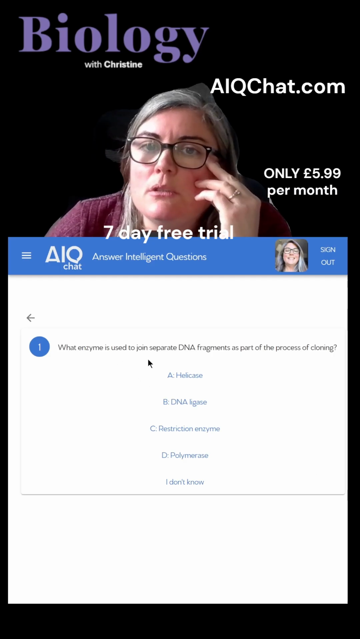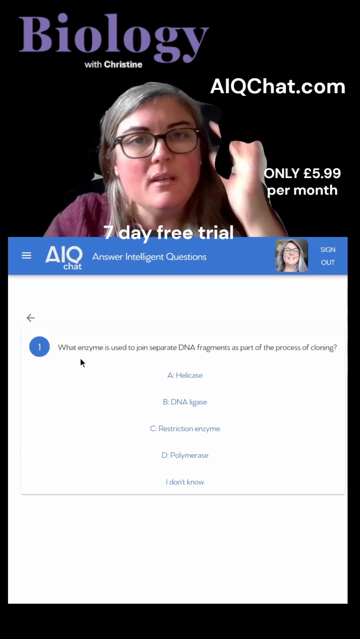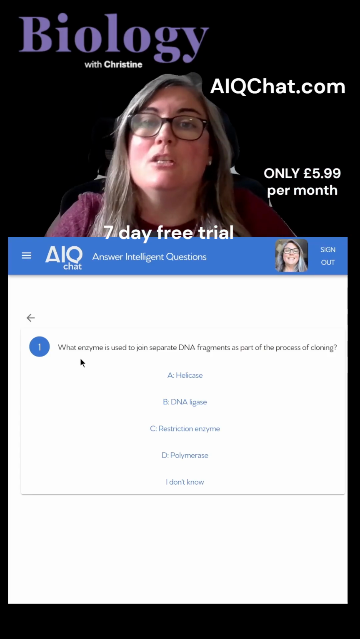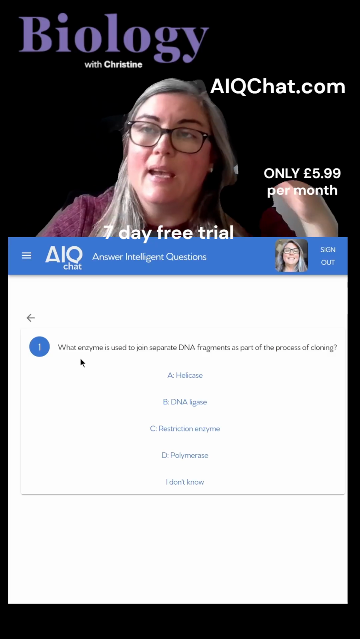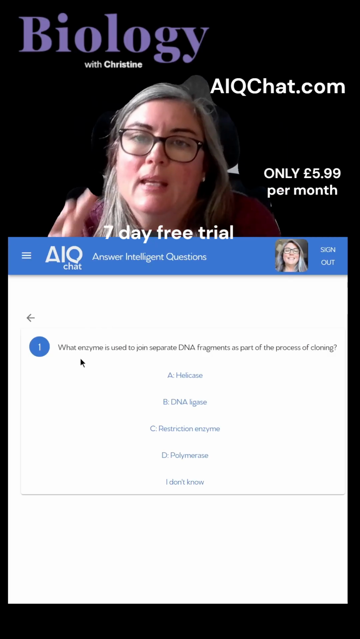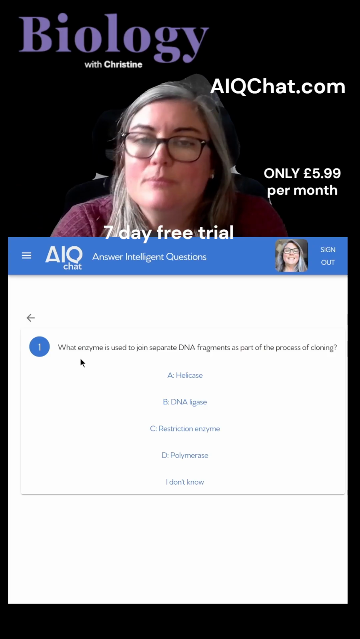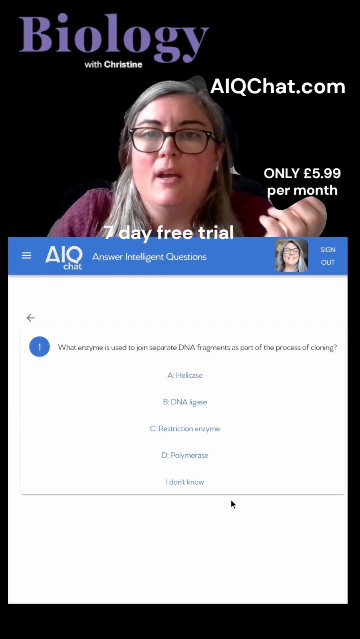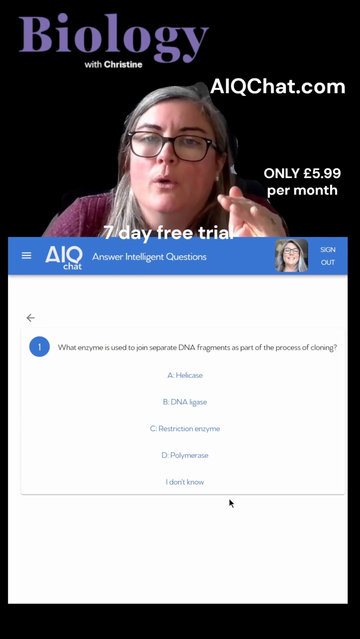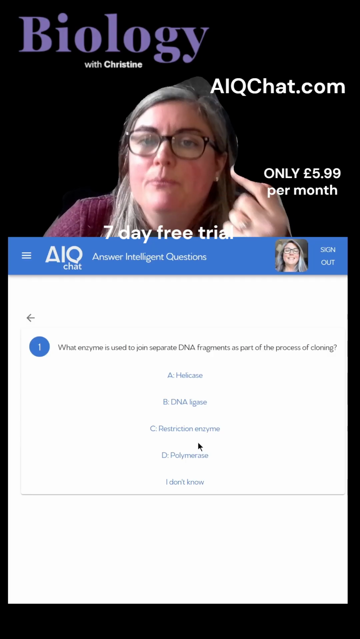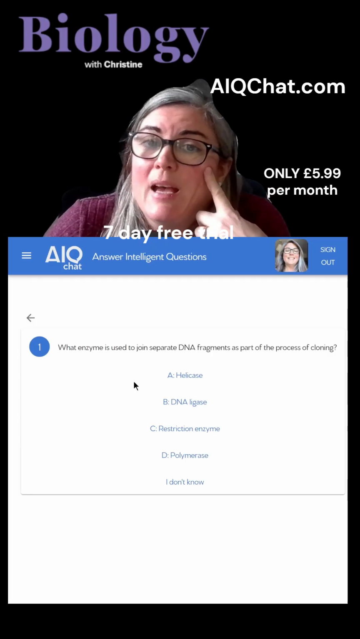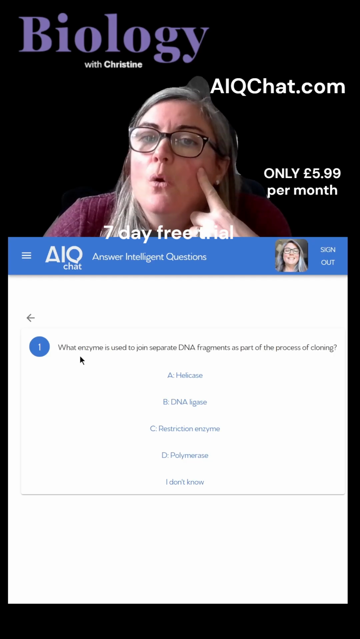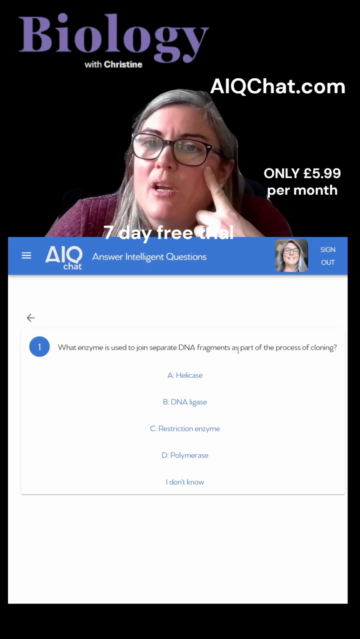What enzyme is joined? Let's try that again. And this is one of the things I do a lot. My reading isn't quite up to scratch, that I skim read and therefore I piece together what I think is said. So it's important you take the time when reading the questions. It's not just to click the button and go, ooh, look, I got it right, or oh, I got it wrong, and moving on. It's really important to take the time to decipher what's actually in the question. So, what enzyme is used to join separate DNA fragments as part of the process of cloning?